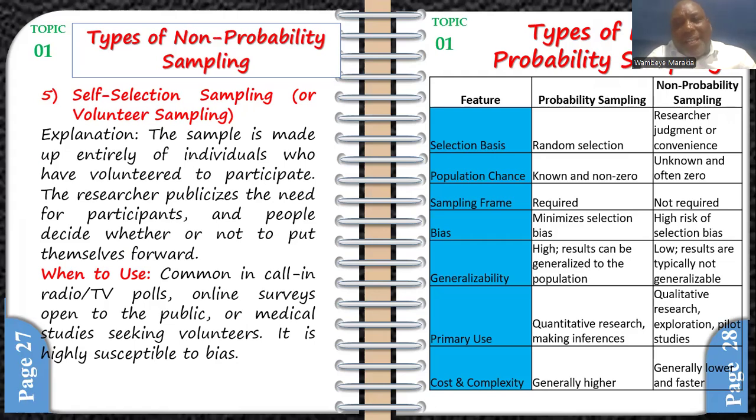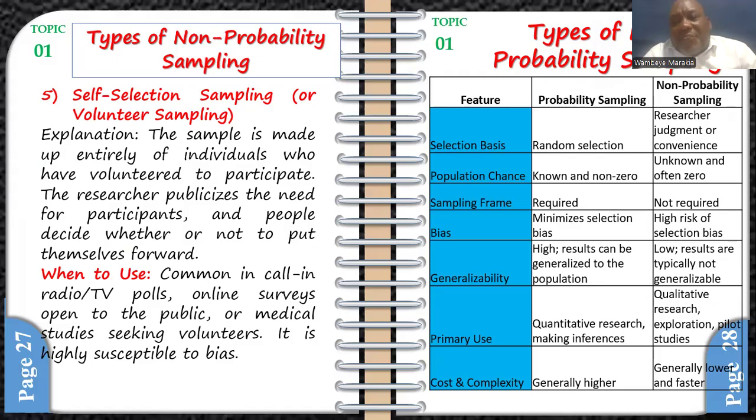In both of these, another feature that you can bring about their difference is the population that is chosen. In probability sampling, the population is known and it's non-zero. But in non-probability sampling, the population is unknown and often zero.